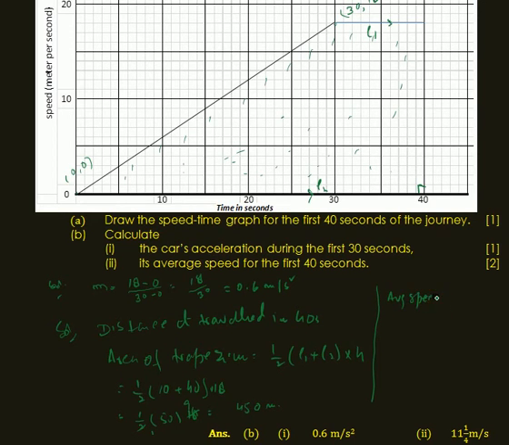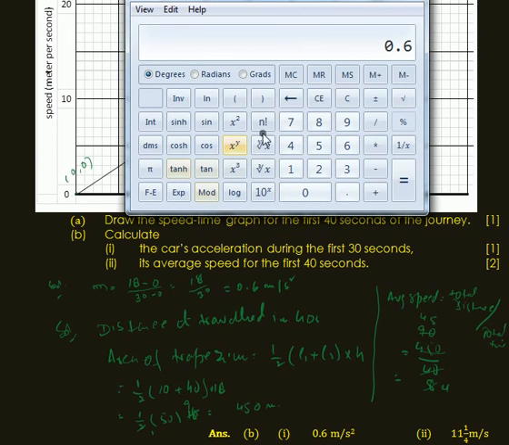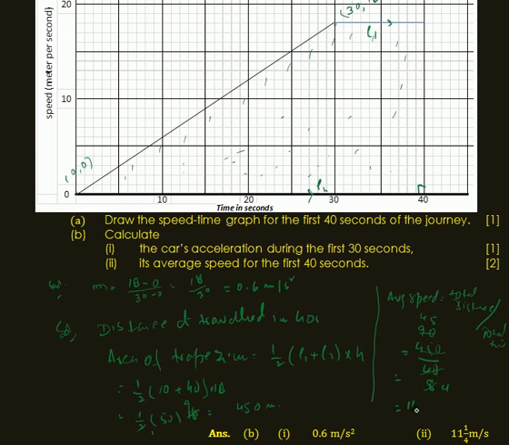So average speed is equal to total distance upon total time. So total distance is 450 divided by total time is 40. So we calculate: 5 8s are 40 and 5 9s are 45 and 0, further we divide, 2 4s are 8, 2 5s are 10, and when we use the calculator, it is 45 divided by 4, which is 11.25 meters per second.